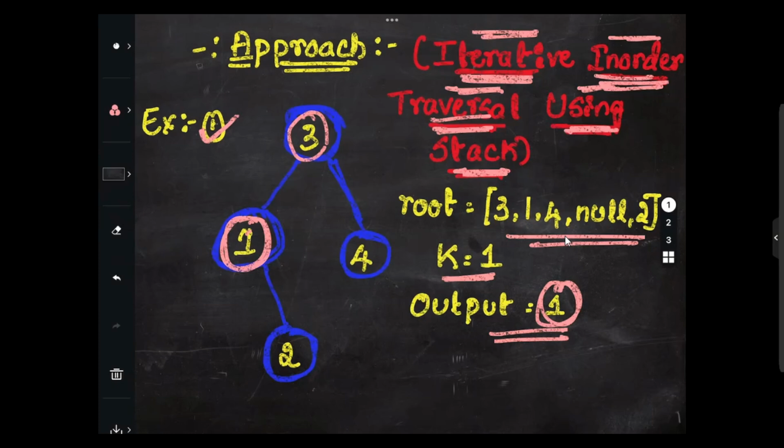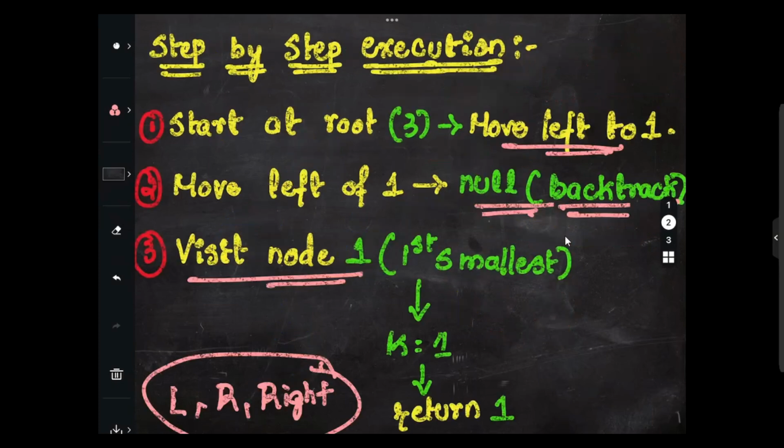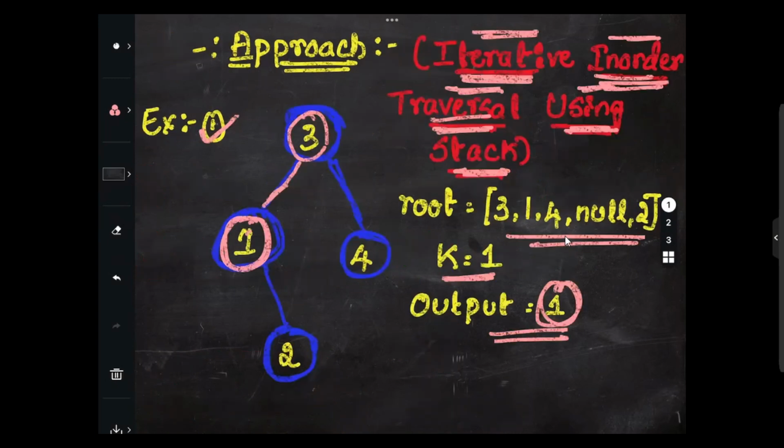First, 3. We will start from 3. Here, this one. So we will move to node 1. We will visit node 1 first. The smallest, nothing but k equals 1 here. We have been given k equals 1, right? So therefore we will return 1 in this case.